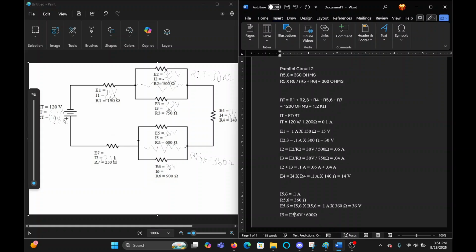So it's going to be E5 divided by R5 right here. And that's going to equal 0.06 amps. Next one is I6, and that's going to equal E6 divided by R6, which equals 36 volts divided by 900 ohms.